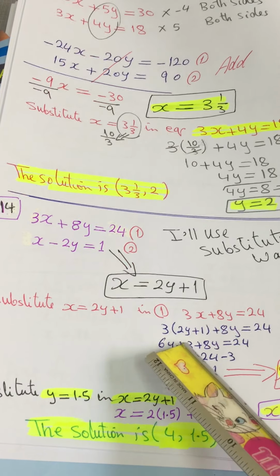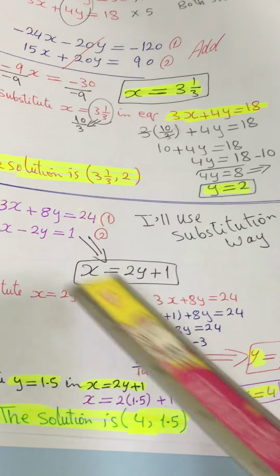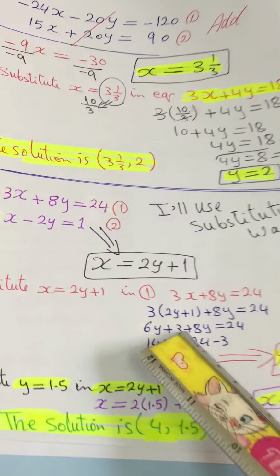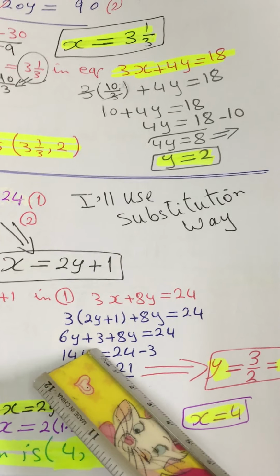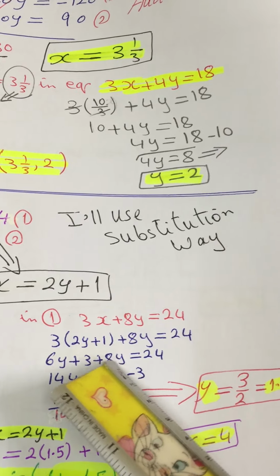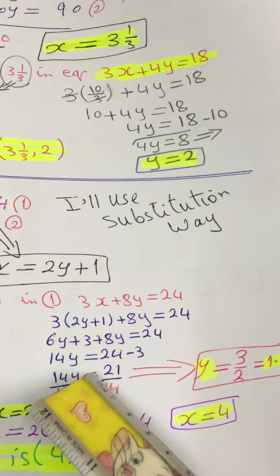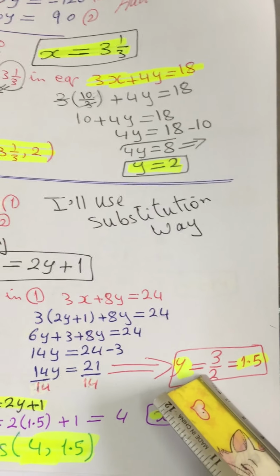So 3 open brackets 2y plus 1, plus 8y equals 24. This is equation number 1. Now distribute the 3 by the brackets. So you have 6y plus 3 plus 8y. All the variable here is y, so I'll get the value of y by solving the equation. So y equals 3 over 2.